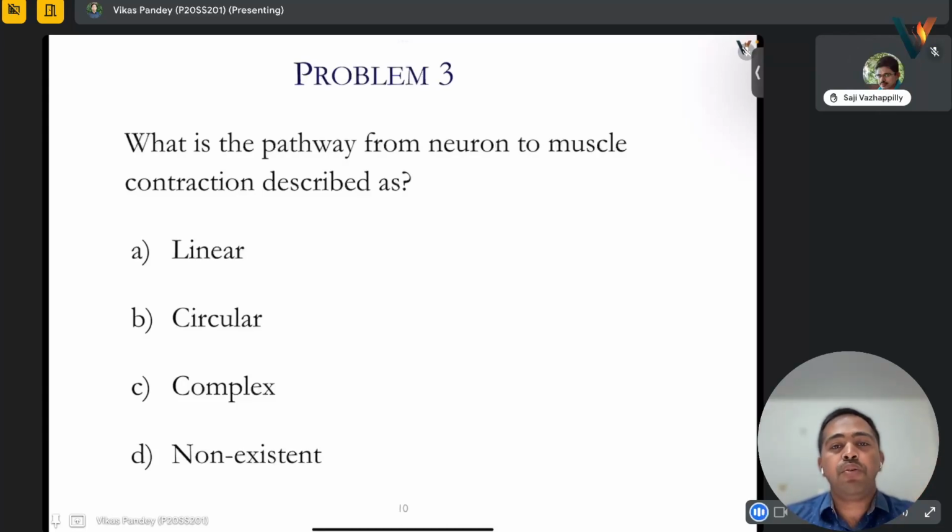So, what is the pathway from neuron to muscle contraction described as? Is it linear, circular, complex, or non-existent? It may be circular. No, it will go round, or complex. A feedback system actually. Yeah, but feedback is not between neuron and muscle. Is there any feedback between the neuron and muscle? Remember we talked about it: it is a one-way path. There is no two-way path from neuron to muscle.